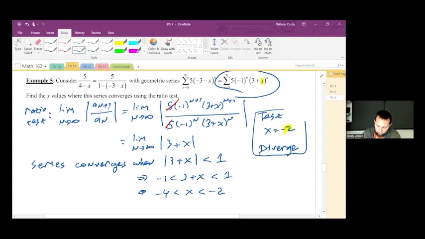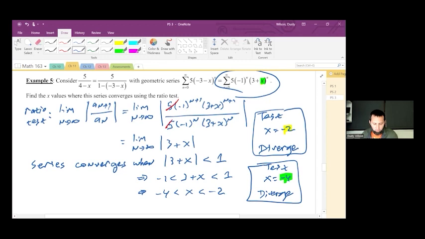So that's 1. If we test the other endpoint, x equals negative 4, then we would be putting in the negative 4 in place of the x. So 3 plus negative 4 would be negative 1 to the nth power. So you have negative 1 to the n times negative 1 to the n. That would be positive 1 to the n. And you have 5 plus 5 plus 5 plus 5 plus 5. Certainly that is also going to diverge. So even after testing our endpoints, our series still converges quite nicely between negative 4 and negative 2, not including the 2 endpoints.